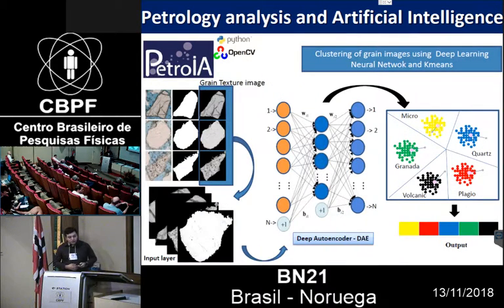The second topic I'm going to show you is our effort to produce software that works with deep learning. As I mentioned, we have two teams working on that. This team works particularly with microtomography and thin sections. What we've done here is develop a deep autoencoder, a deep learning architecture, to find hidden patterns in the micro CTs. What does this hidden pattern mean? It's an unsupervised learning method.